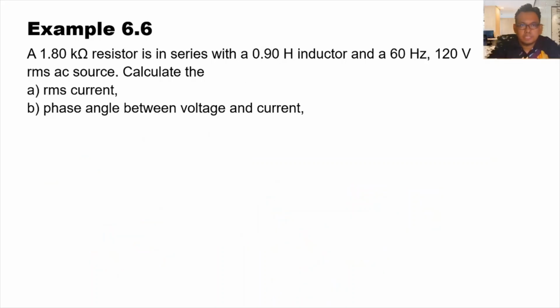Example 6.6. So 1.8 kilo ohm, this resistance R, is in series with a 0.9, it is our L, and 60 hertz, this is the frequency, and our VRMS.